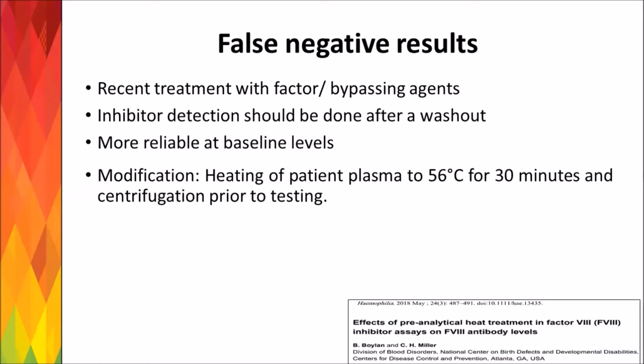So coming to false negative results, as I said, you have recent treatment with factor or bypassing agents. Then inhibitor detection should be done after a washout, more reliable at the baseline levels, or you add this modification of heating the plasma at 56 for 30 minutes prior to testing.